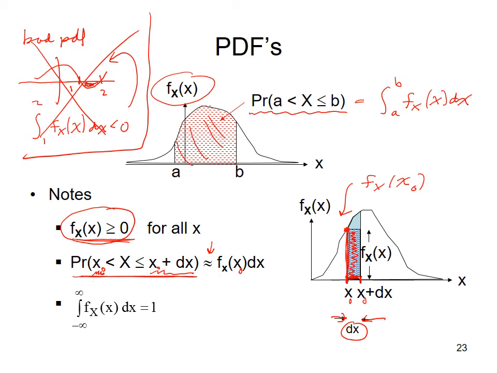And the moral of the story here is that probability is not found by just taking the height of the function. It's the height times some little chunk dx. And then the last little bullet is, of course, if you integrate the entire density function, you had better get 1 because that's the total amount of probability.